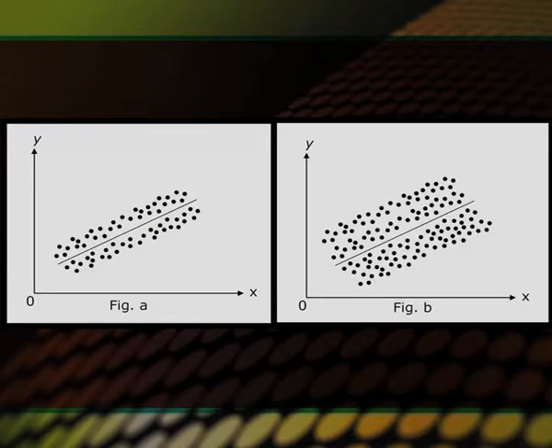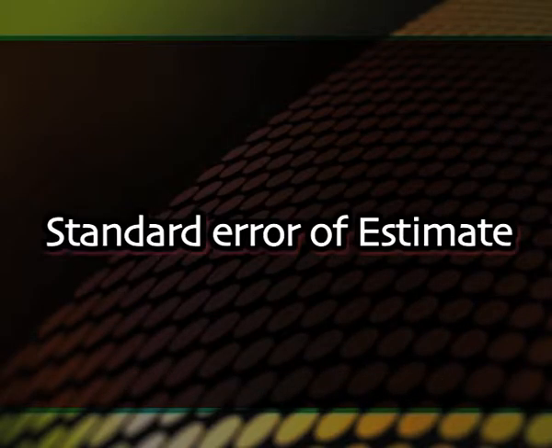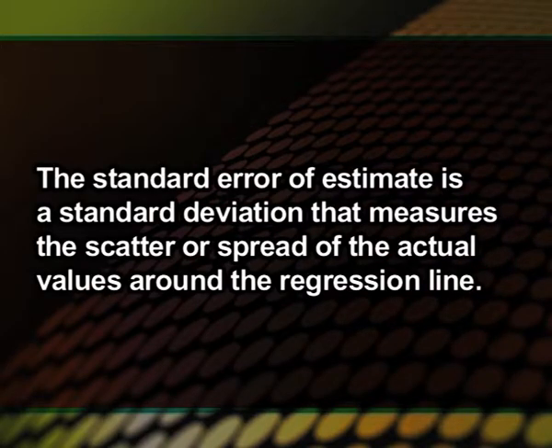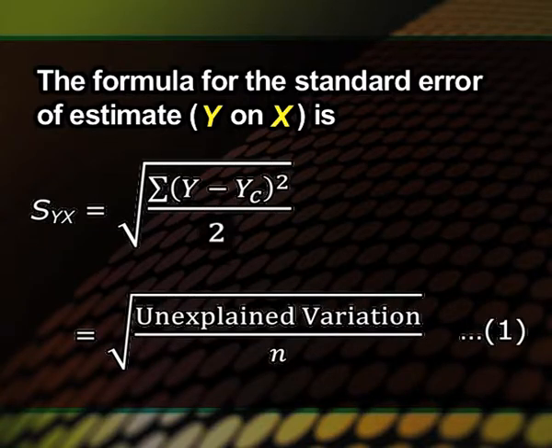In fact, we do have a measure indicating the extent of the spread or scatter of the points around the regression line. This measure is called the standard error of estimate. Let's define this. The standard error of estimate is a standard deviation that measures the scatter or spread of the actual values around the regression line. The formula for the standard error of estimate of y on x, Syx, is given as the square root of sigma of (y minus yc) whole squared divided by n. That is, the square root of unexplained variation divided by n.